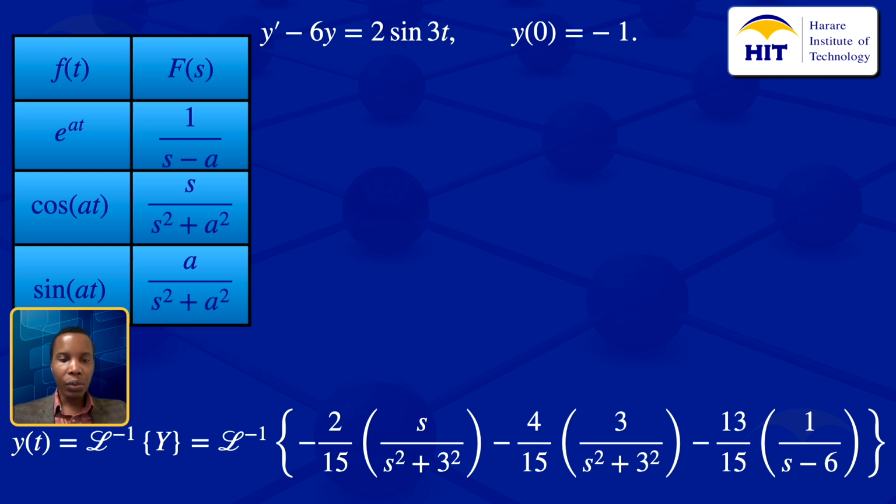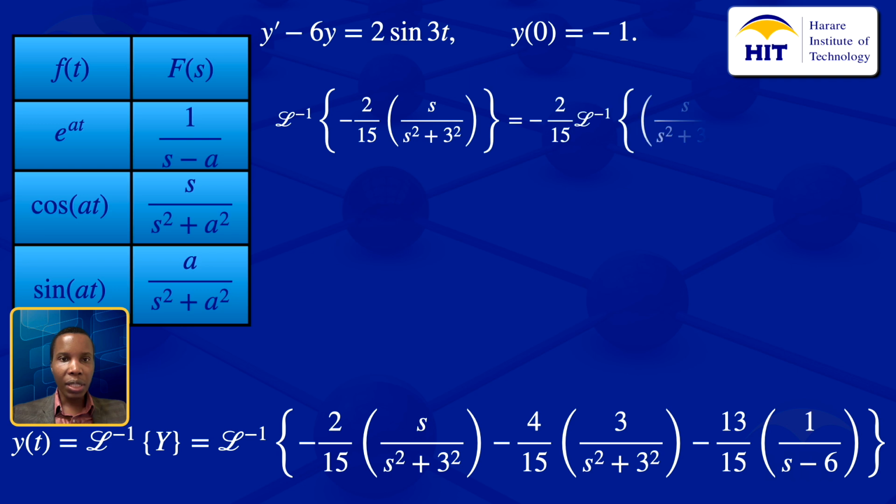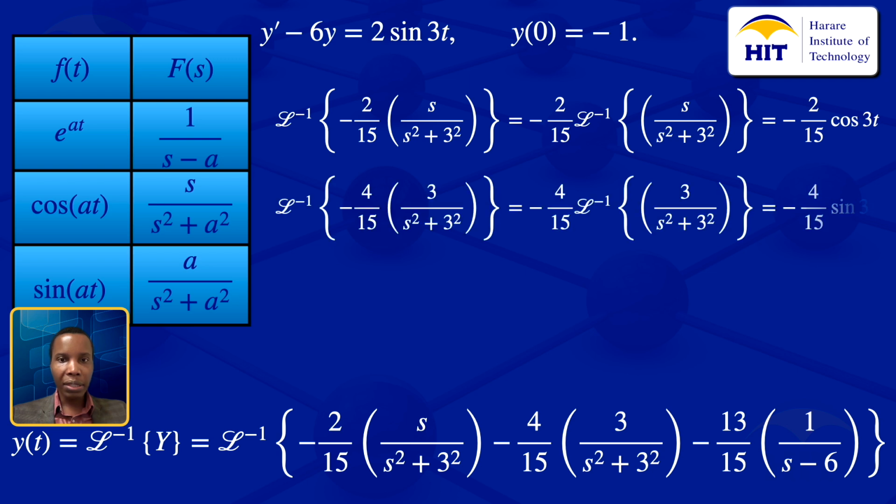We then go on and look at the inverse Laplace transform of this part here. We see that it's cosine of 3t. So that the inverse Laplace transform of the first function there will give us minus 2 divided by 15 multiplied by cosine of 3t. Then the inverse Laplace transform of this part here, we see that that's the inverse Laplace transform of sine of 3t, and you are multiplying it by a minus 4 over 15. So the inverse Laplace transform of that part there is minus 4 over 15 times sine of 3t.